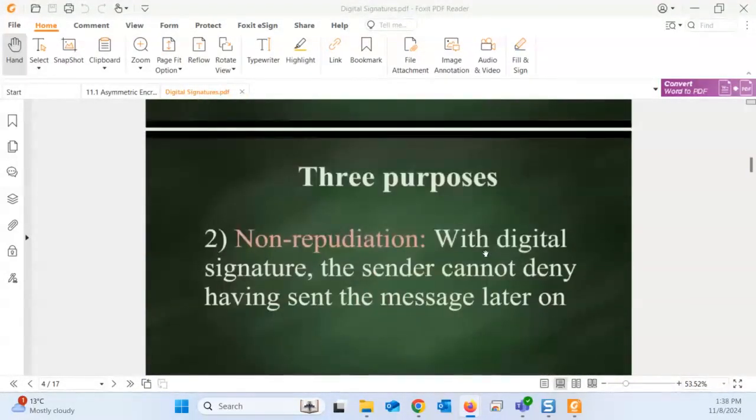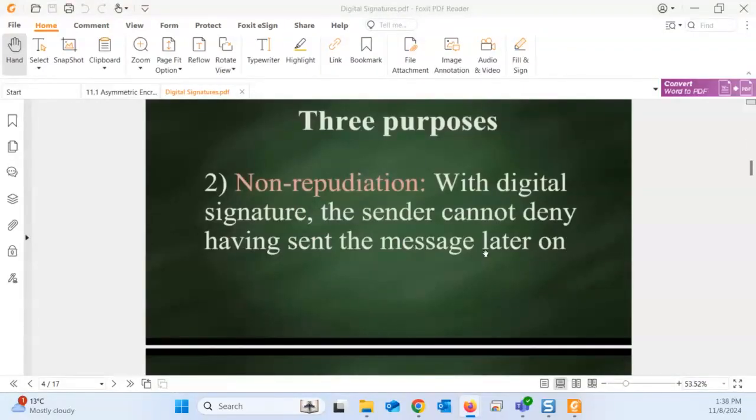It's kind of a repeat of the slide. Non-repudiation. With the digital signature, the sender cannot deny having sent the message later on. If it has been sent by that person, the sender cannot deny that he did not send it. It is actually a signature, meaning that it justifies that it has been sent. So it's a kind of a legal obligation with it as well. So this is what it means.